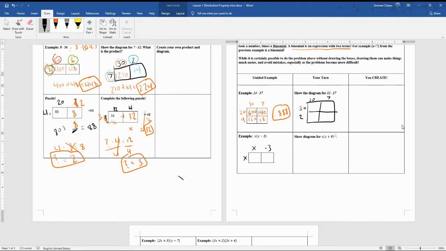Well, x times x, if I were to just multiply it, it's just x to the second power. We've talked about this a couple of times. So when you multiply x times x together, it's going to be x to the second power, or what we call x squared. And then over here, we have x times negative 3, which is just negative 3x.